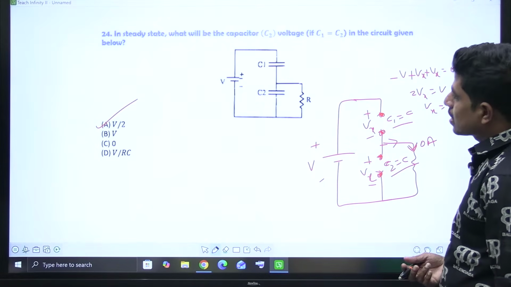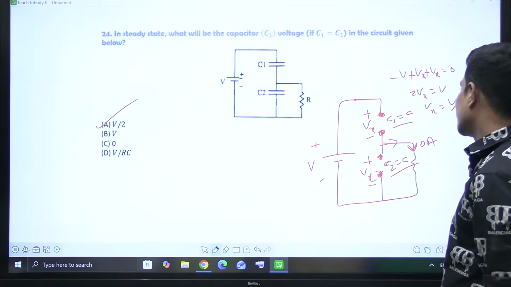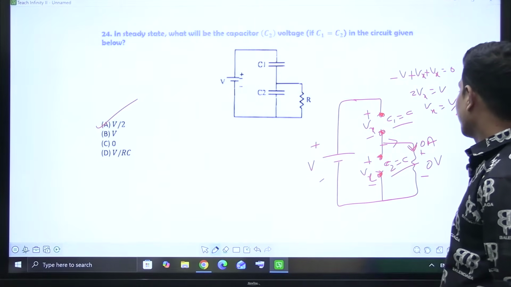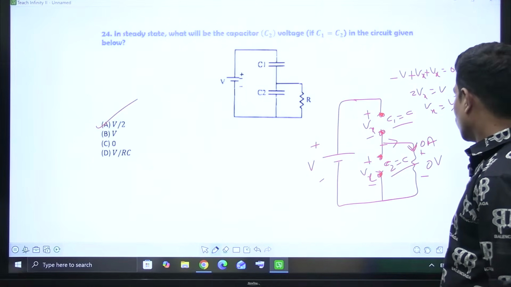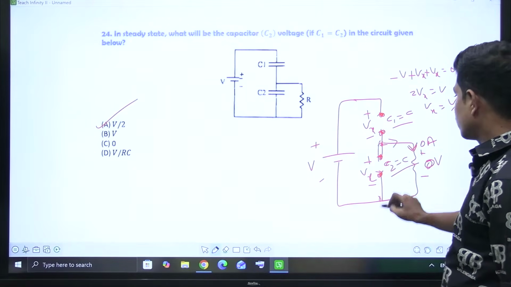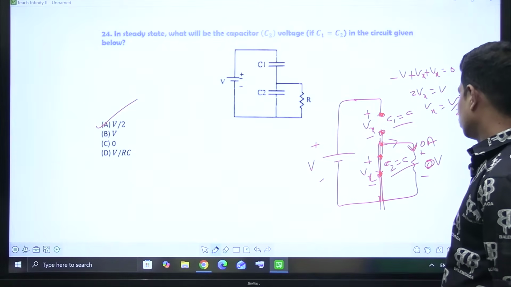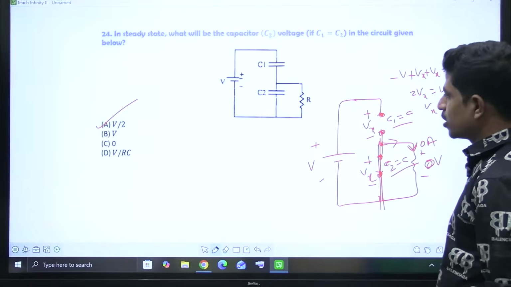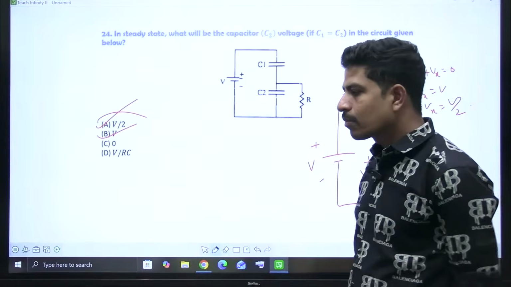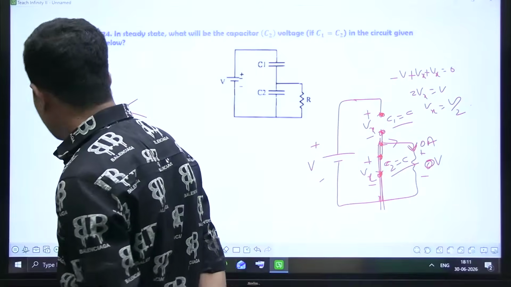But there is something fishy here. That is, if this current is 0, this voltage is 0, right? That voltage is 0. If this voltage is 0, these two are parallel. This will bring down this one to 0. Right, correct. It is V. It is not V by 2. Yes, it is V. Good, good. Nishita, good. It is V.